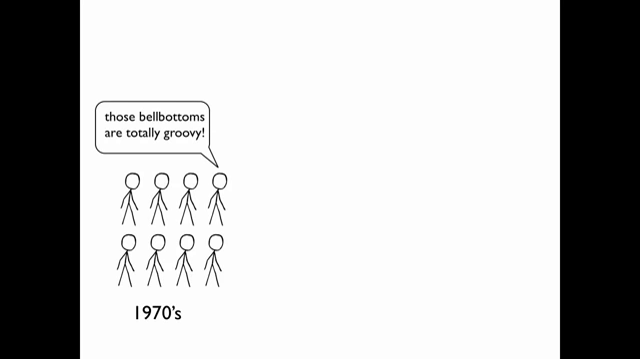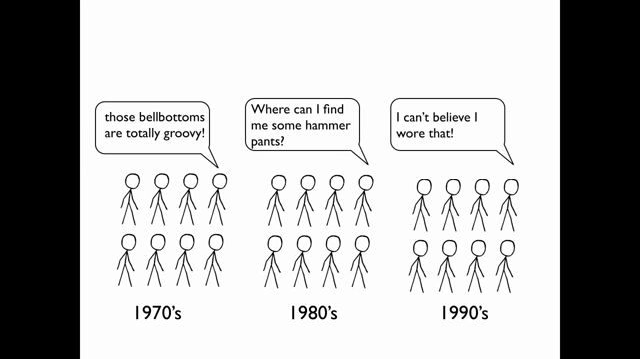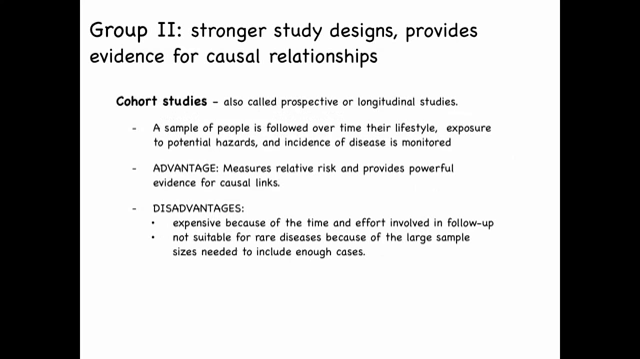As an example, we may take a group of people and study them in the 1970s and look at a bunch of different dimensions. And then we find them again in the 1980s and measure exactly those same dimensions again. We then find them in the 1990s and measure them again on the same criteria. The advantage to this study is that it allows us to measure relative risk and provides powerful evidence for causal links. The unfortunate thing about this type of study is that it can be very expensive in terms of both time and effort for follow-up. It may not be suitable for rare diseases because of the large sample sizes needed to include enough cases.